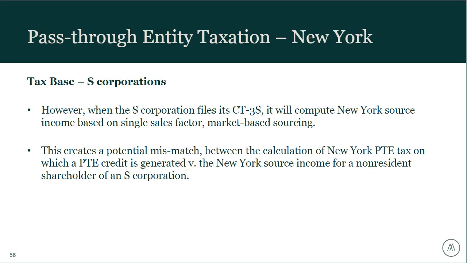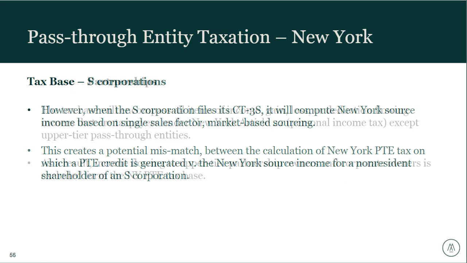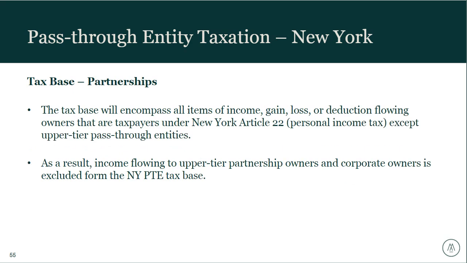One thing to point out here. When making this election, look to your organization structure. If there is a partnership or a C corporation in the structure, the partnership can still make the election. It's just not going to include in its tax base any income that flows up to an upper tier partnership owner or to a C corporation owner.